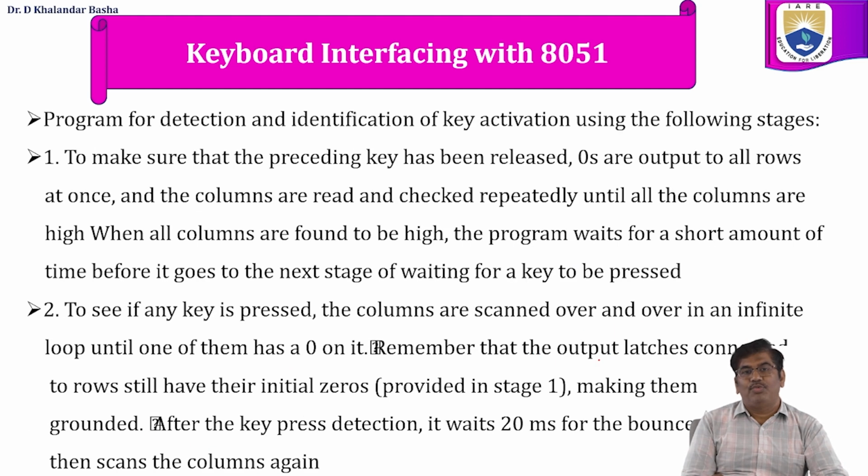Now we will see the program for detection and identification of key activation using the following steps. In step 1, to make sure that the preceding key has been released, zeros are output to all the rows at once, and the columns are read and checked repeatedly until all the columns are high. When the columns are found to be high, the program waits for a short amount of time before it goes to the next stage of waiting for a key to be pressed.